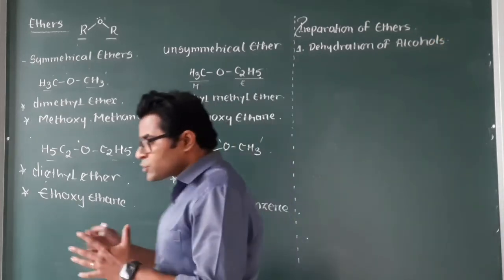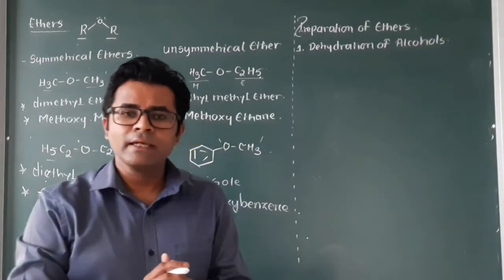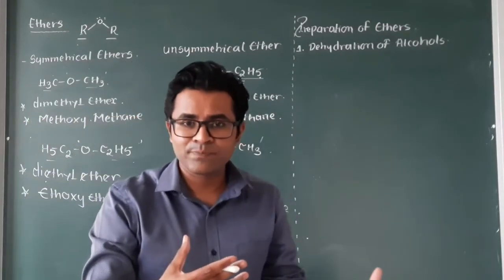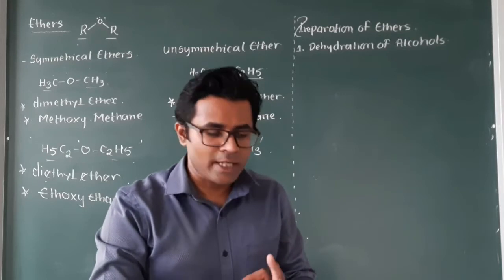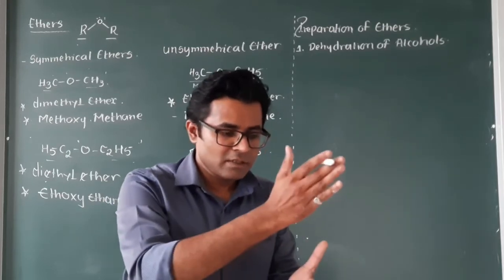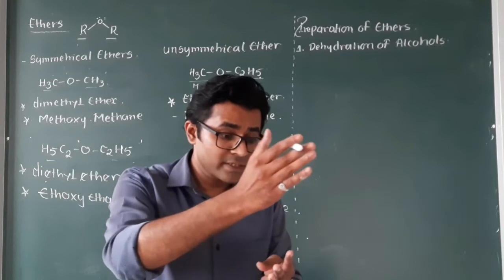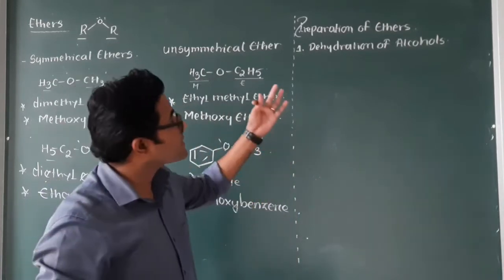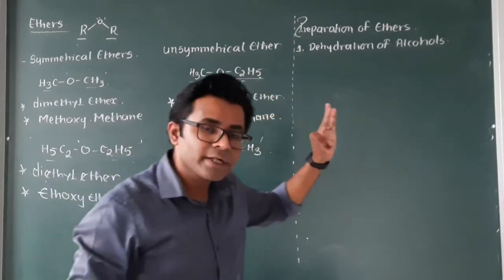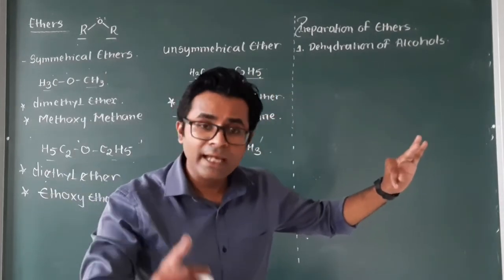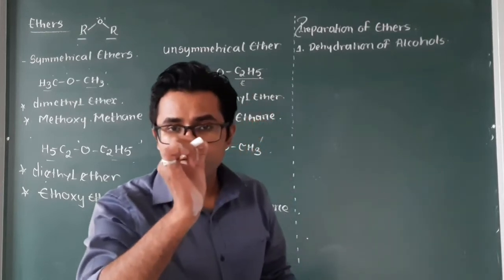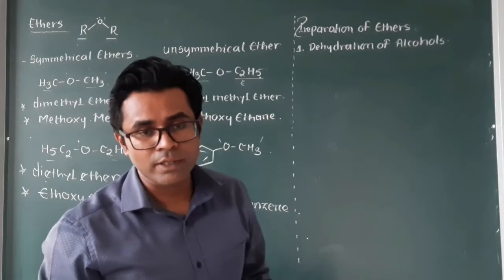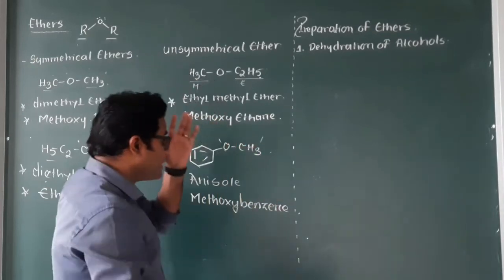When we take a look at dehydration, that means we are going to take an alcohol and treat this alcohol with protonic acids, such as H2SO4 or H3PO4. When we treat these alcohols with concentrated protonic acids, we get ethers, but it all depends upon the reaction conditions. The reaction condition is more important over here. Now, let's try to understand that.